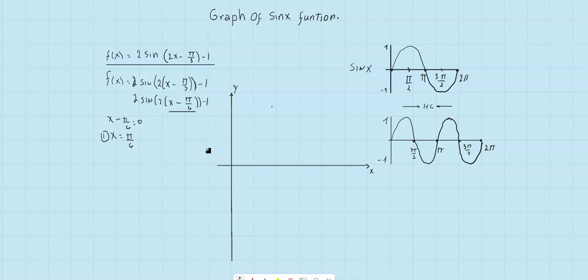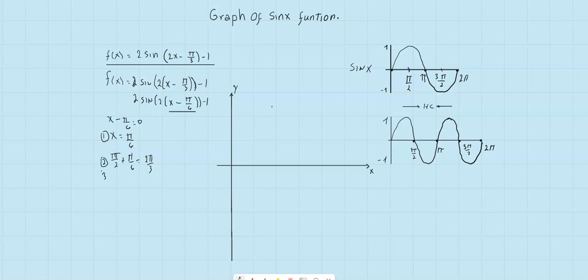So all you're going to do is add to my first 0 pi half. So I have pi half plus pi over 6, which is going to be 8 pi over 12, which is 2 pi over 3. This is my second one.